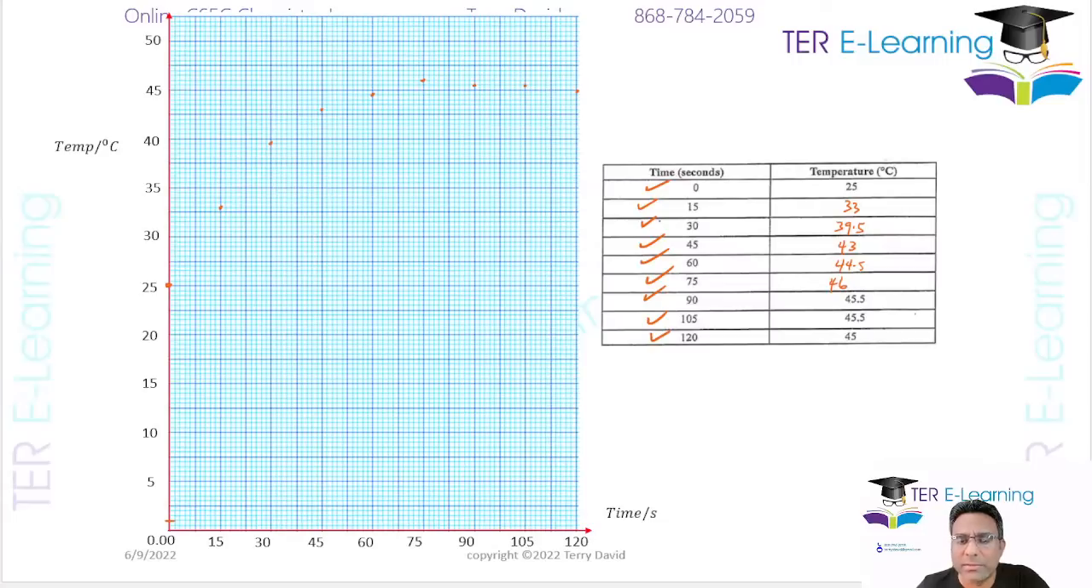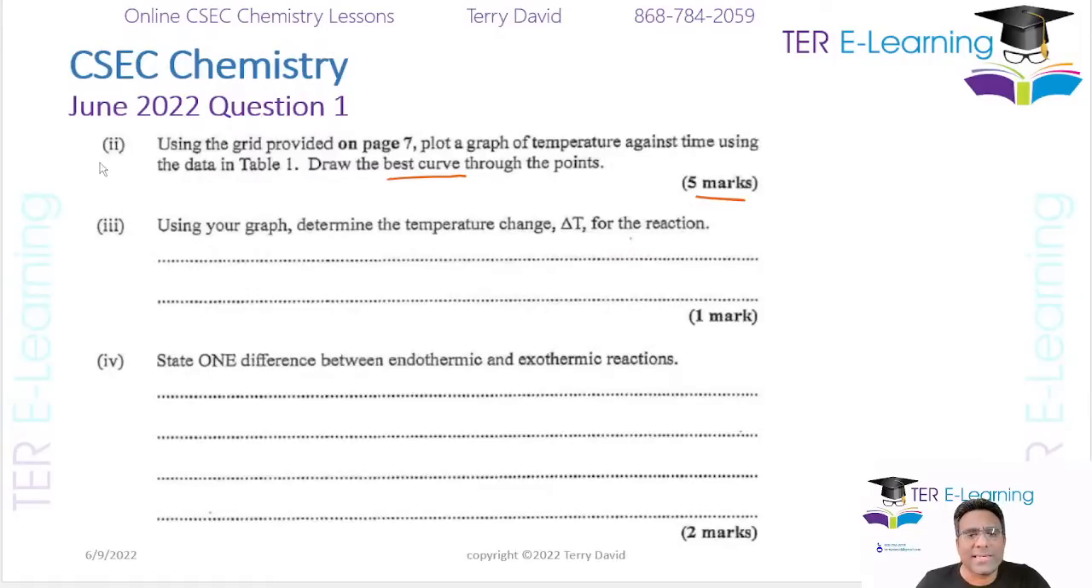So let's see. I'm going to draw a smooth curve through this. You start here. Now this is going to be kind of hard for me to draw, so bear with me. We're not using a ruler for this because it's a curve. So we can work with that. That looks like it for me. You're getting 5 marks just for plotting the points and sketching the curve. So that is part 2.